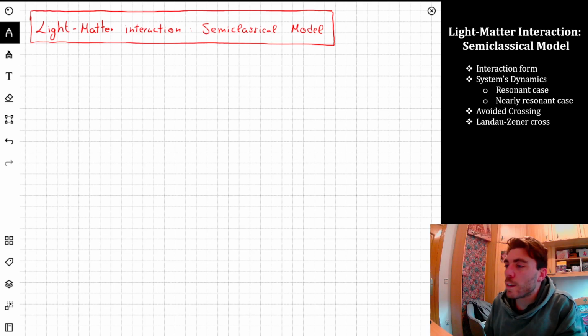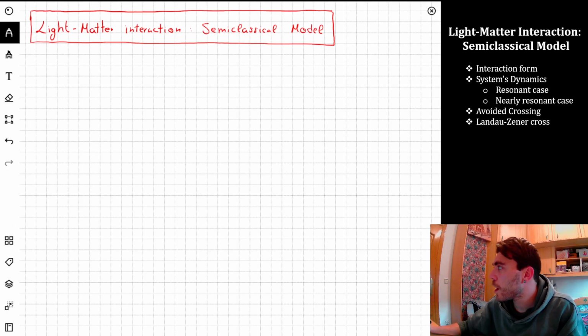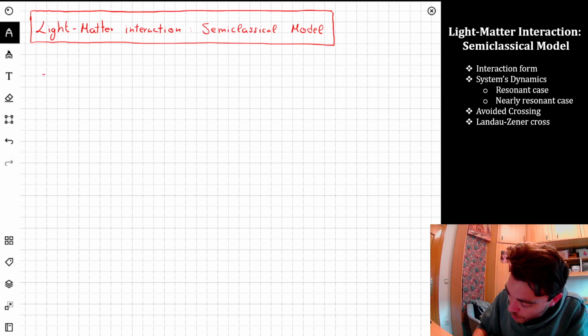In this video in particular, we are going to cover half of what is written, that you can see in the top right corner. We are going to cover light-matter interaction in the semi-classical model. So we are going to have some light. This is a light bulb right here. And it's a light bulb because it's classical. It's classical light.